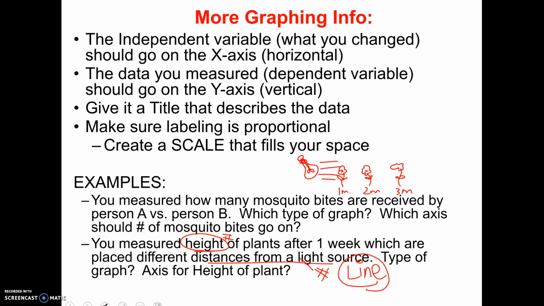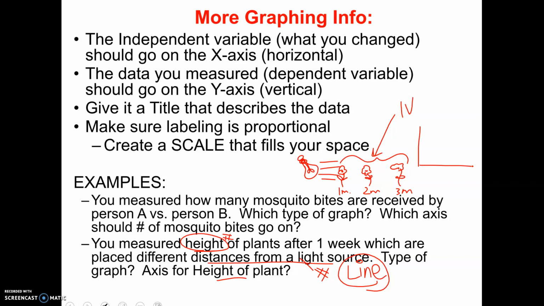Next, what axis should the height of the plant go on? So again, let's think about this. Our independent variable, the thing we're going to change, is our x. And then the data we collect, the dependent variable, is going to be our y. Well, the thing that we are changing, our independent variable, is going to be the distance from the light. That's our independent variable. So that's going to be our x-axis.